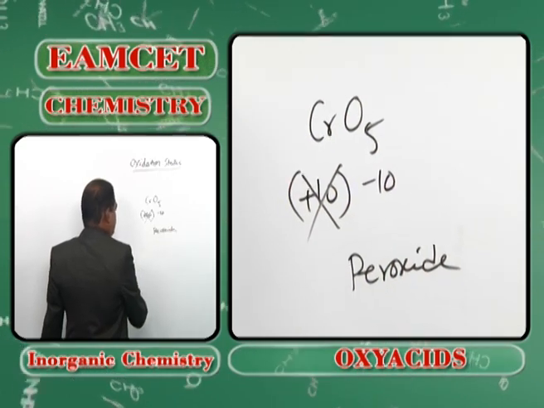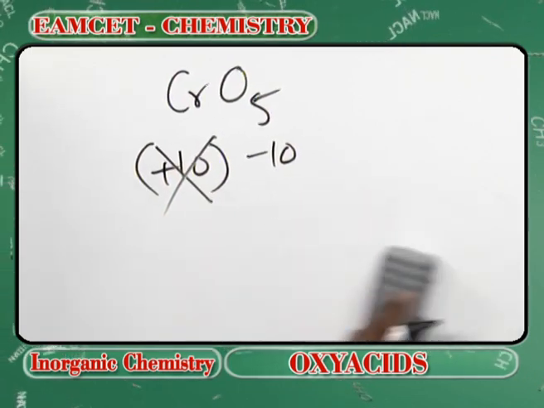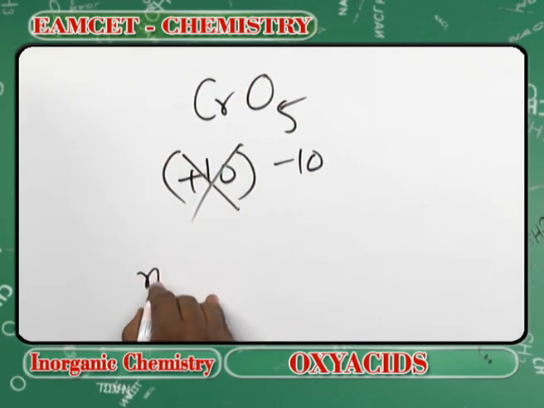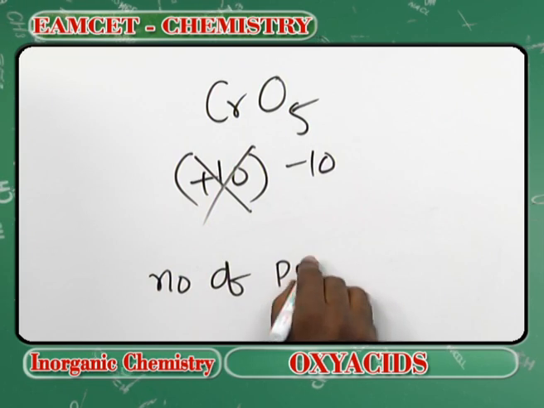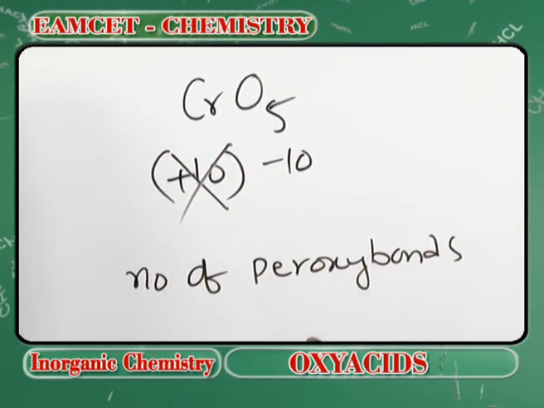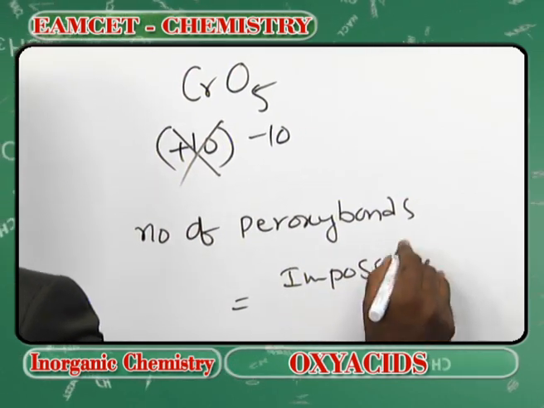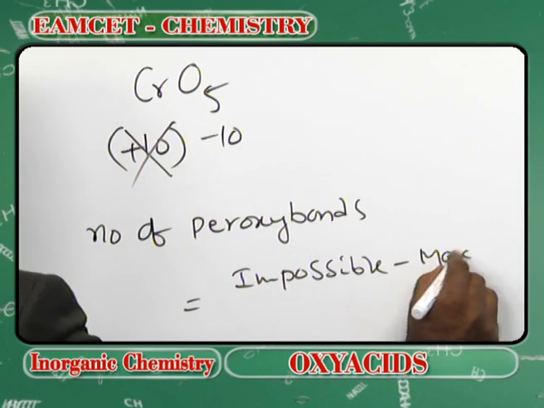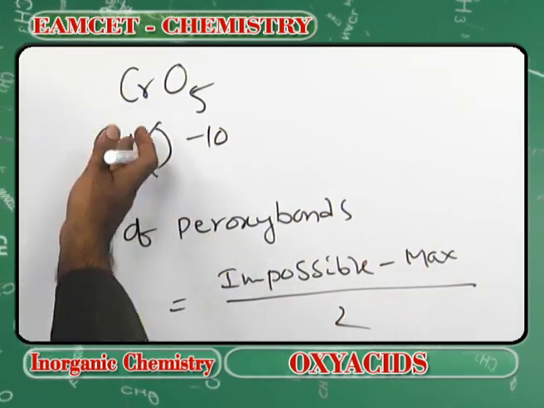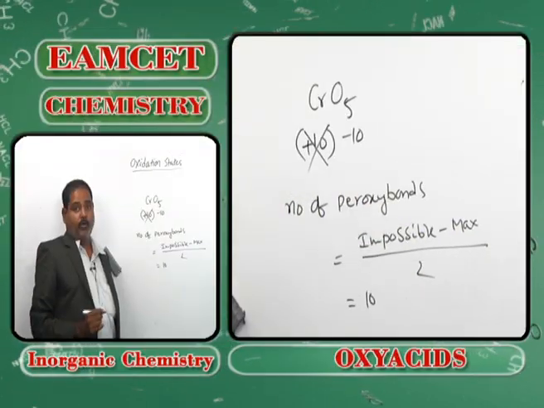How will you draw the structure? Peroxy means oxygen single bond. Okay, and how many peroxy bonds are there? The number of peroxy bonds is equal to the impossible oxidation state minus the maximum, divided by 2. What is the impossible oxidation state you got here? 10. Why is 10 impossible for chromium?